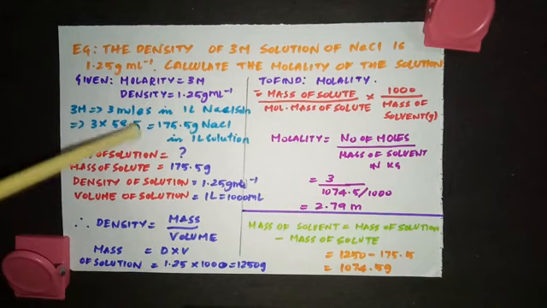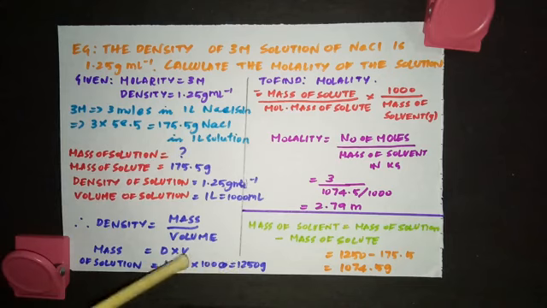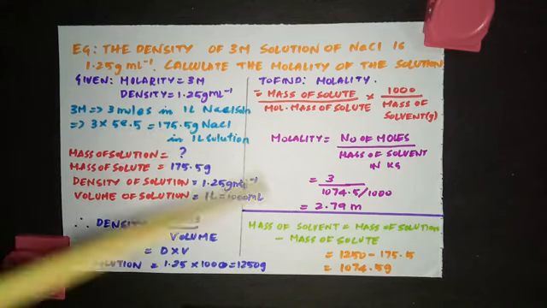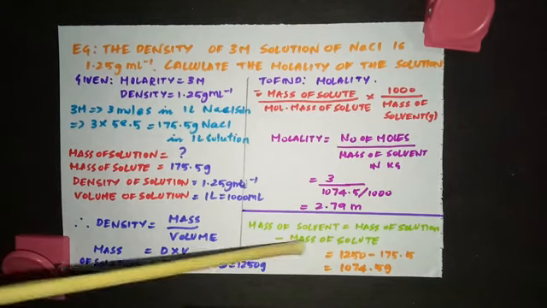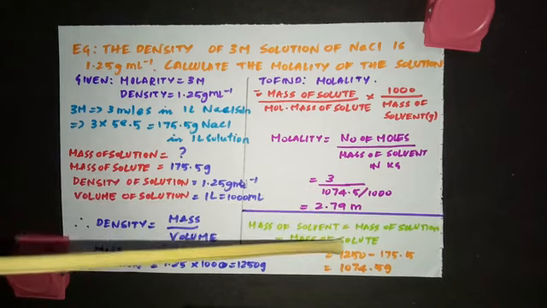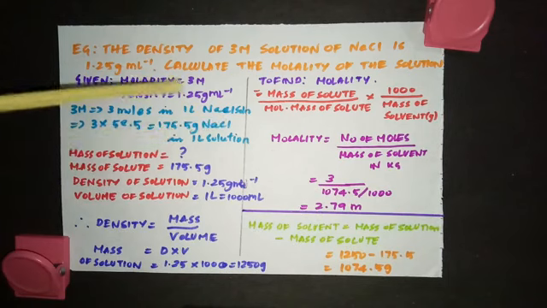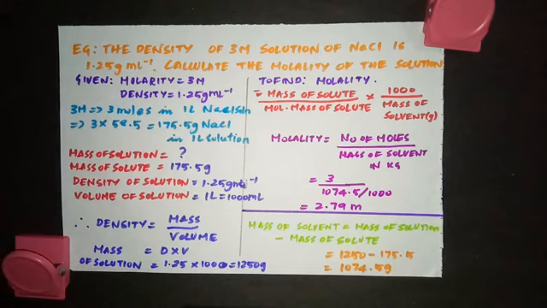So what is the density? 1.25. What is the volume of the solution? 1 liter, which is nothing but 1000 ml. So 1.25 into 1000 will be equal to 1250 gram. So now I have mass of the solution and I have mass of the solute also. So when I subtract these two, what will I get? Mass of the solvent. So mass of the solvent is equal to mass of solution minus mass of solute. So 1250 minus 175.5 gram. So I'm getting a value of 1074.5 gram. So that gives me the mass of the solvent.